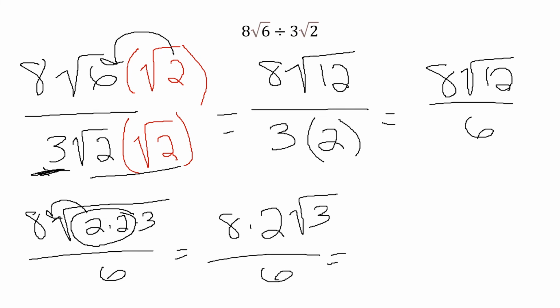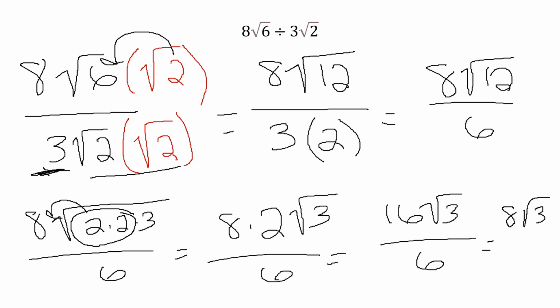I'm going to run out of room. 8 times 2 is 16. Square root of 3 over 6. And now if I can simplify, I need to do so. 16 and 6 can both be divided by 2, which gives me 8 square root of 3 over 3. Don't know why I wrote a 2 there. Over 3, and this is my answer.